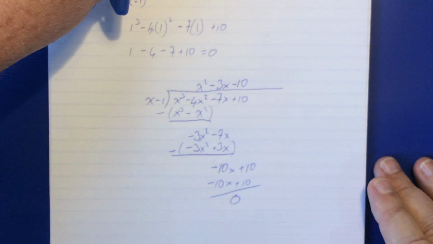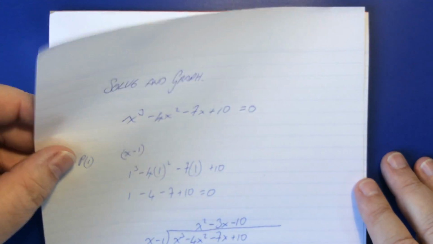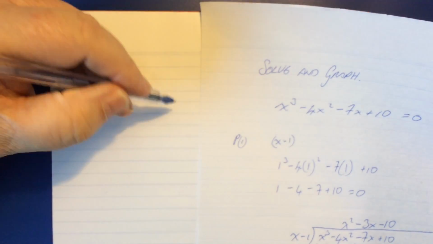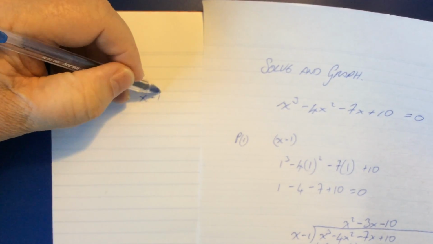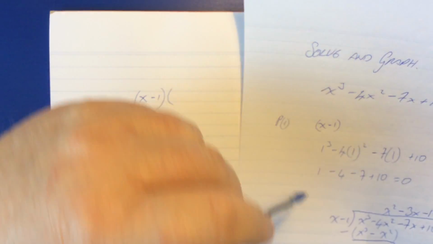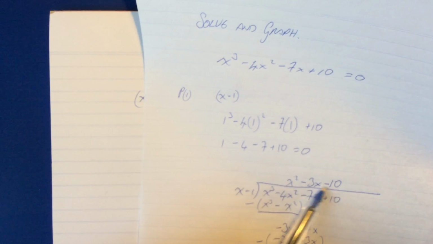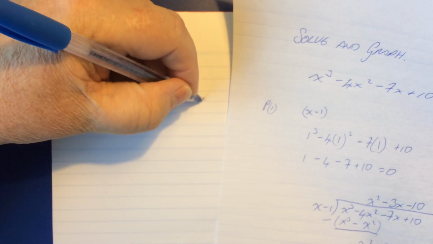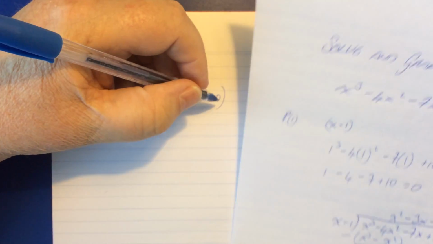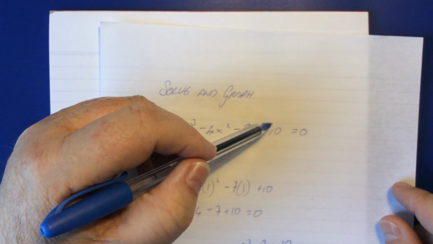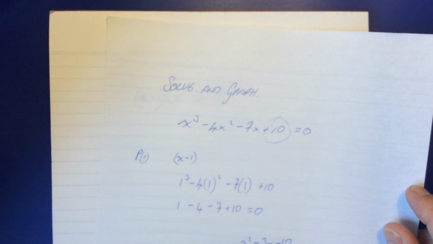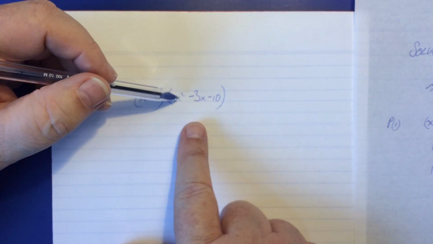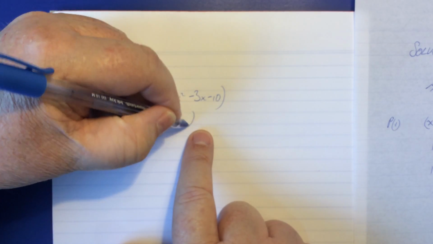Okay, so let's take our information to a fresh page and get to work. So we have one factor here, x minus 1, and we have a quadratic factor here, x squared minus 3x minus 10. And we are aware that that is the y-intercept. Okay, so the first thing we're going to do is we're going to factorize this.